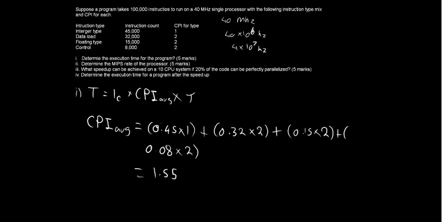Okay. Next part, what is the speed up on a 10 CPU system if 20% of the code can be perfectly parallelized? So this is where we use Amdahl's law, where we have speed up, or SU, equal to 1 over 1 minus f plus f over n, n being the number of CPUs that we have. In this case, our f is equal to 0.2 because it's 20%, and 20% of 1 is just 0.2.